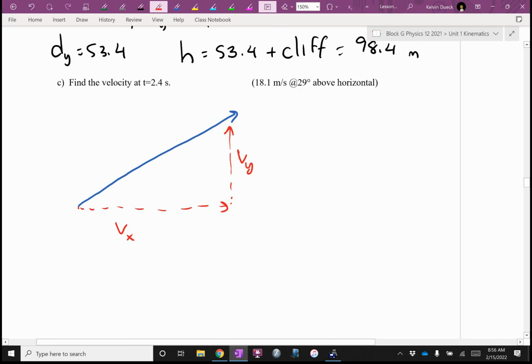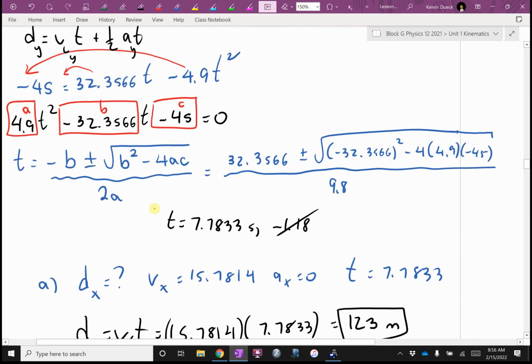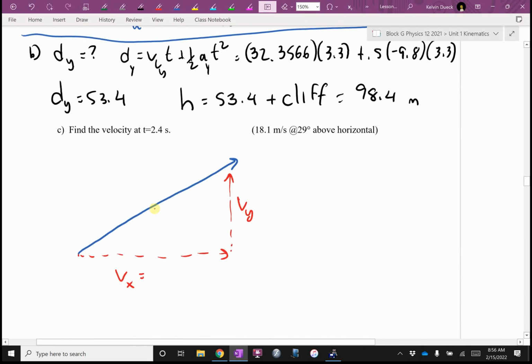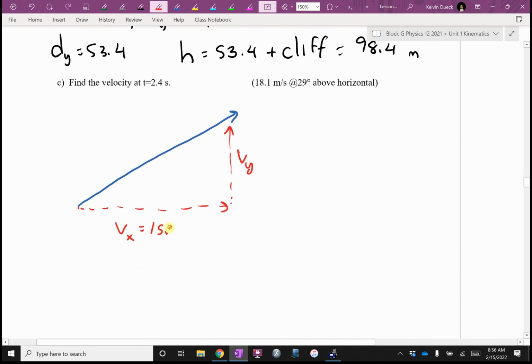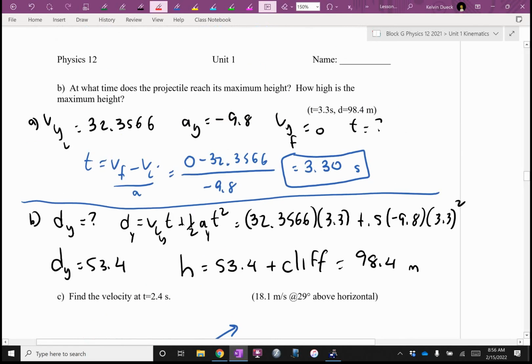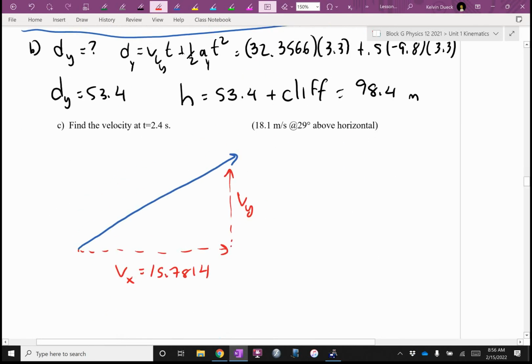Ooh, I know Vx. I got to scroll back because that one never changes. 15.7814. I don't know Vy at that moment. It's not 32 point, that's what it started at. I need to figure that out.